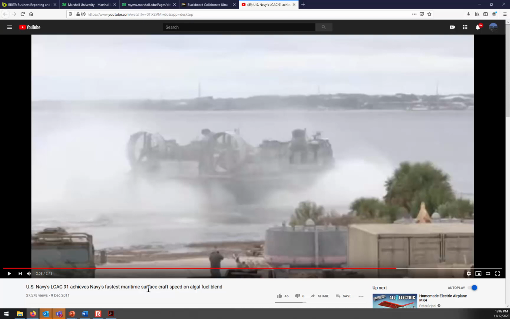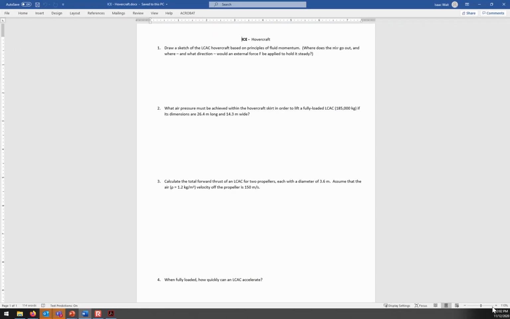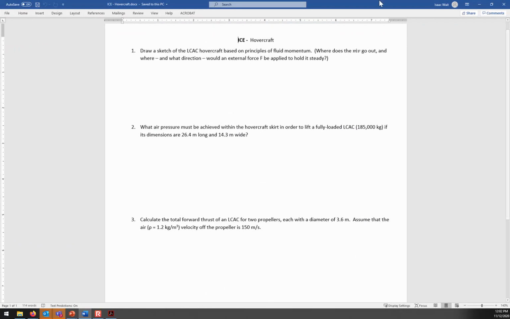And you may wonder what happens if it runs out of gas, does it sink? But no, it will float. It has buoyancy. So if you run out of gas, or if the turbine breaks, it's not going to sink, but it's sure not going to go very fast if it's not riding on that cushion of air. Okay, so what I emailed you was some questions that we're going to go through just to consider based on the specifications that were provided.